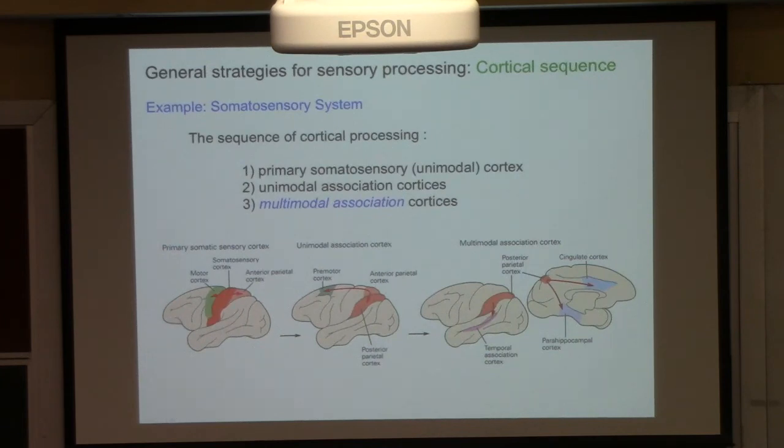Okay, I'm almost at the end here. Strategies for sensory processing: cortical sequence. Again, a somatosensory system example: primary somatosensory cortex, which is thought of as a unimodal cortex. It's hard now to say it's perfectly unimodal, but it would be primarily somatosensory. Then areas that are association cortices would do higher level processing on somatosensory information. And then multi-association cortical areas, where you have single neurons that could be responsive to visual, tactile, or auditory input.